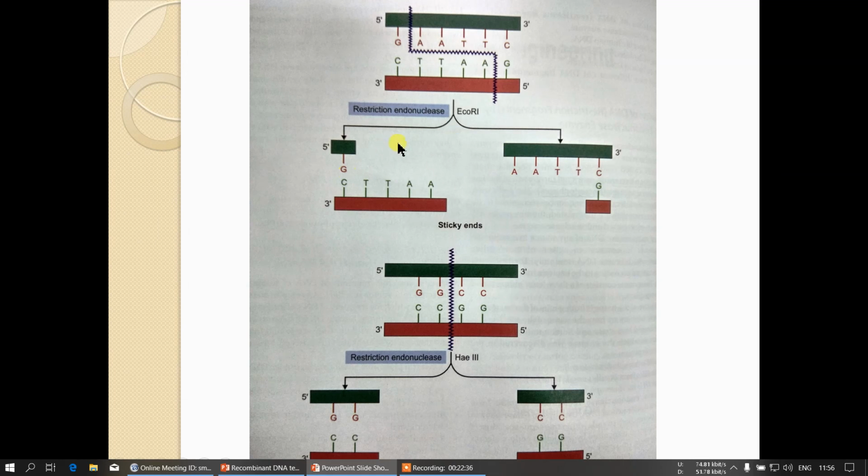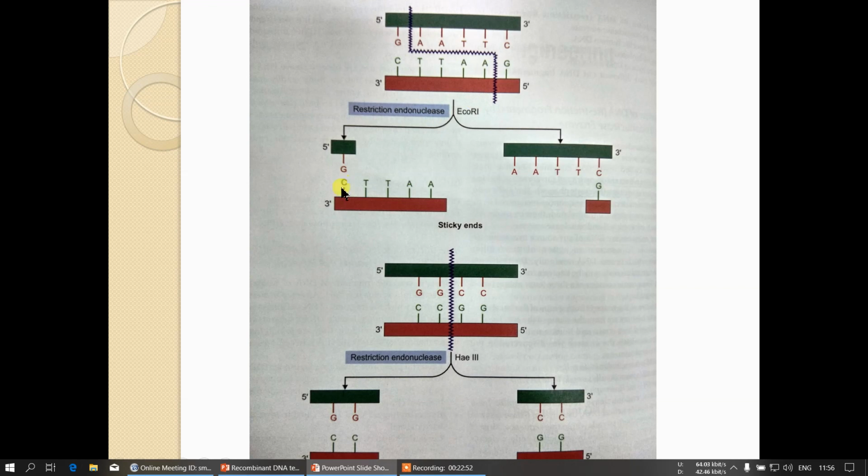This is another figure of the sticky ends and the blunt end. So this is a sticky end figure, double stranded DNA. This is a nucleotide sequence. Here the enzyme produces a cut, and here the enzyme produces a cut. That is EcoRI enzyme, a restriction endonuclease.